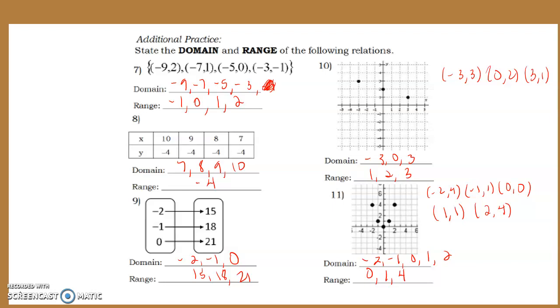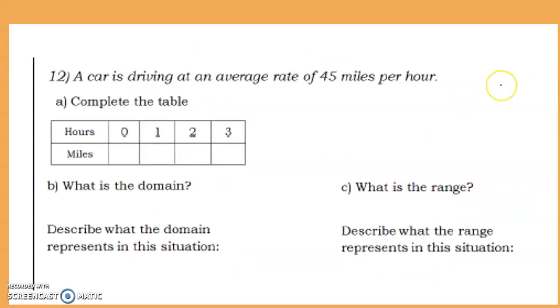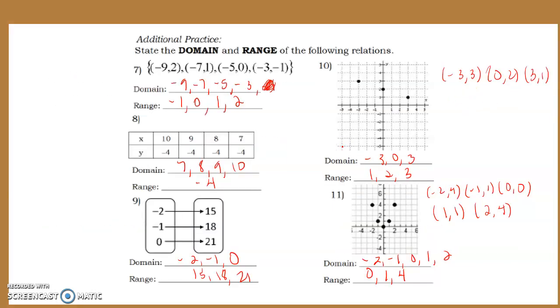For number 9, -2, -1, 0 is my domain. Range, 15, 18, 21. For number 10, I wrote all my points down first. And then for my domain, I had -3, 0, 3. And then for my range, 1, 2, 3.